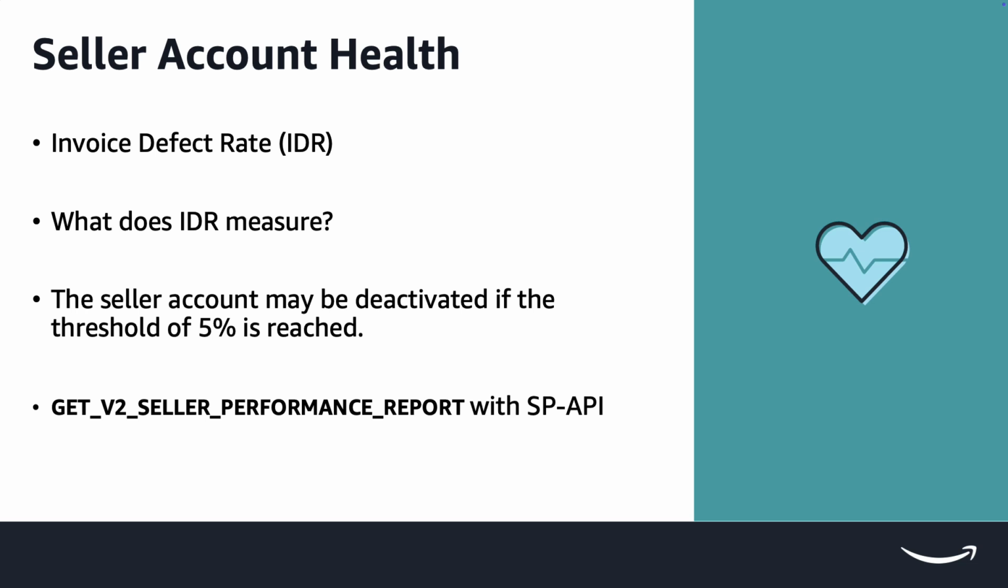SP API also supports you in tracking IDR and seller account health in general. A performance metrics report, Get V2 Seller Performance Report, is available. The IDR value can be found in the invoice defect rate attribute.